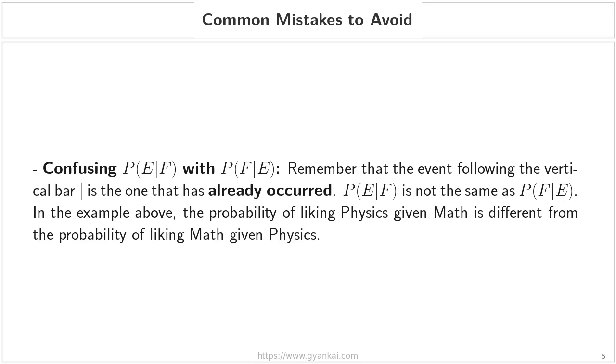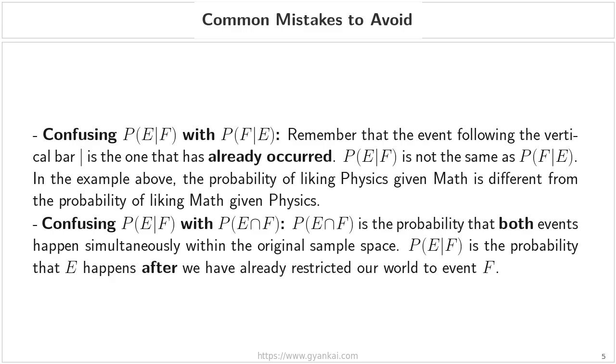First, be very careful not to confuse the probability of E given F with the probability of F given E when you look at the notation. Remember that the event following the vertical bar, which we read as given, is the one that has already occurred. It is the condition that has already been met. As we saw in our previous example with the students, the probability of a student liking physics, given they like mathematics, is not the same as the probability of a student liking mathematics, given they like physics. The order of these events matters immensely.